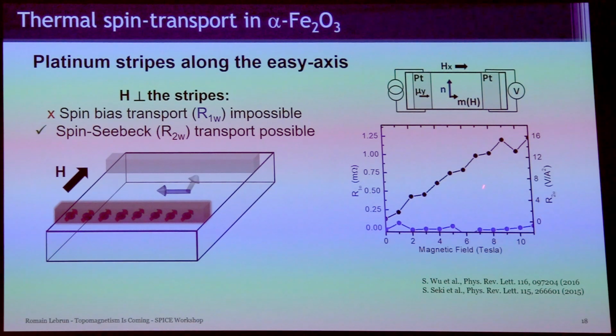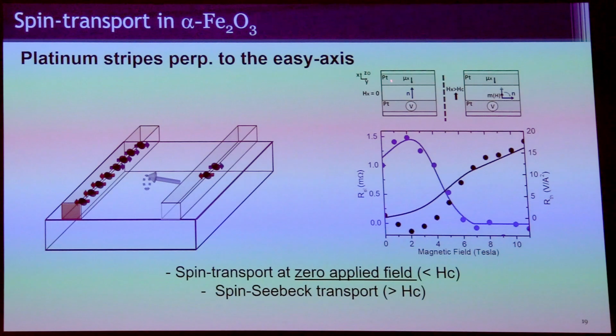So it seems to indicate that in order to have this spin-Seebeck signal, we need to induce a small canting in our system. And this was confirmed also when we put some platinum stripe perpendicular to the first direction. In that case, the Néel order is parallel to the spin accumulation at zero applied field. So we can detect a spin bias signal.